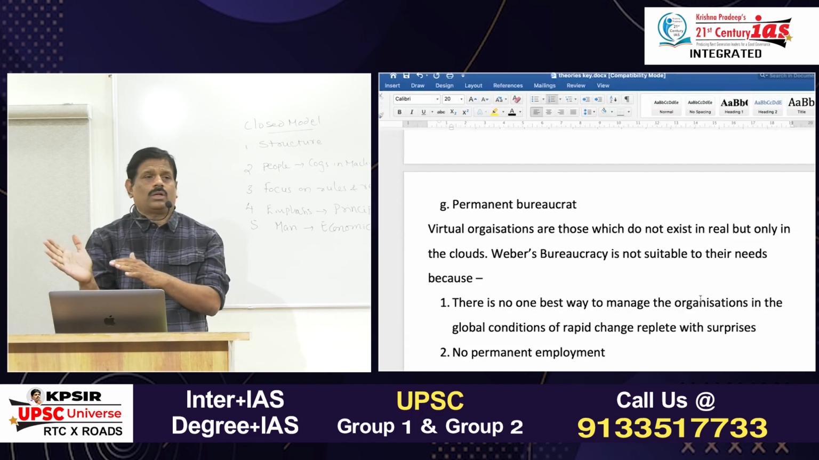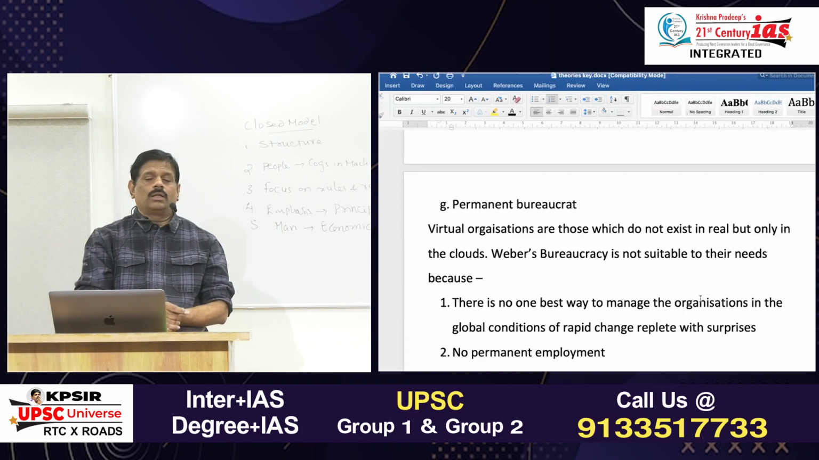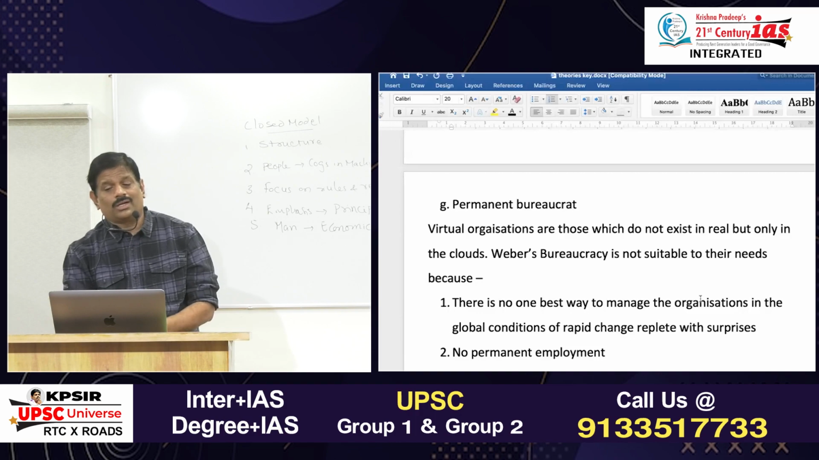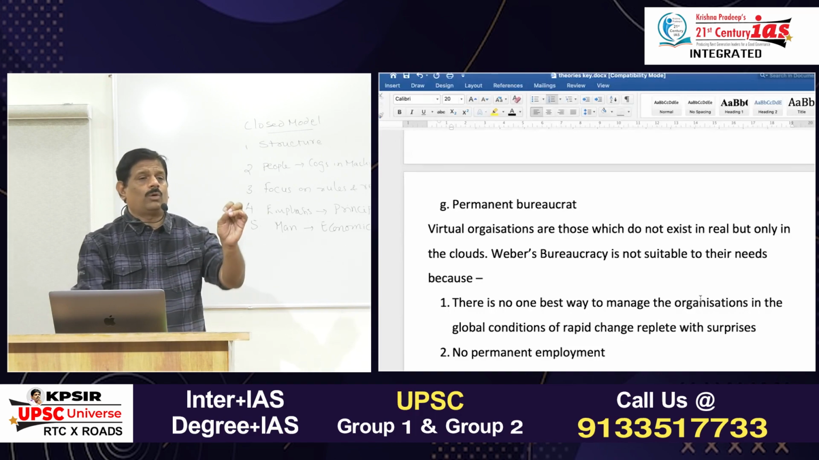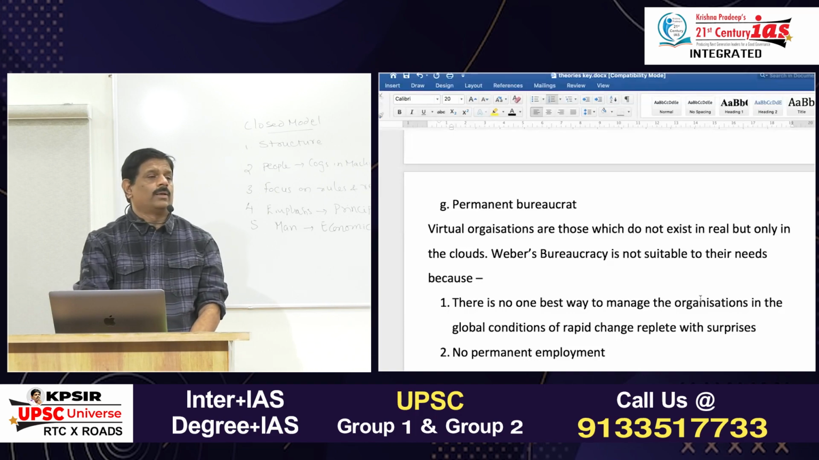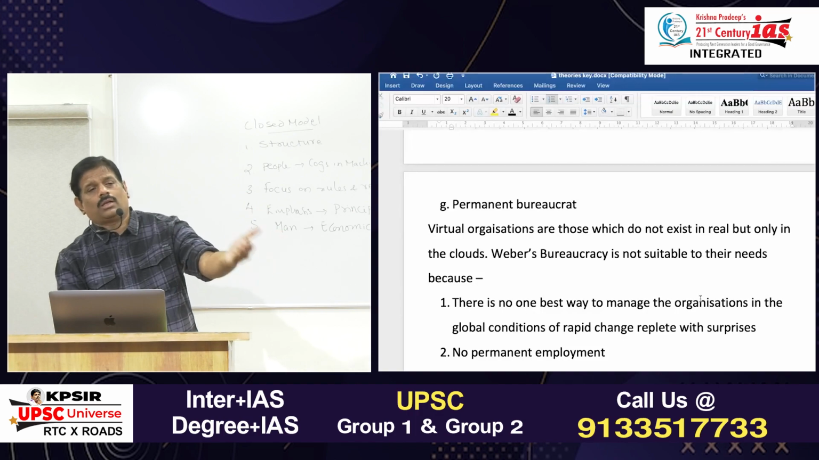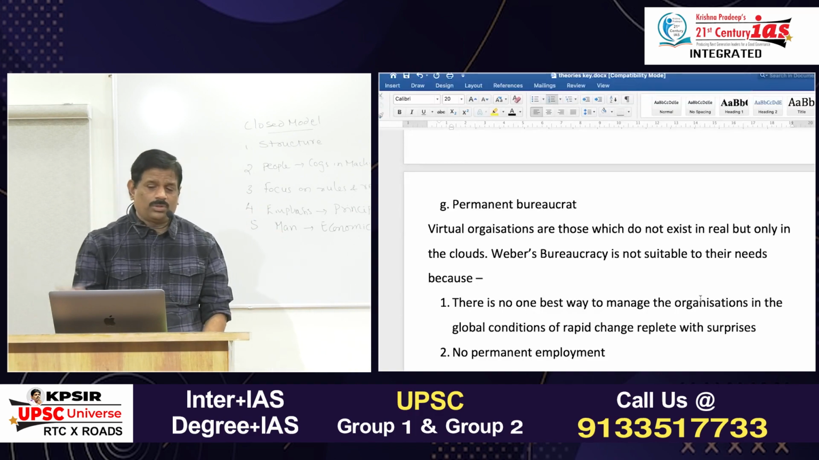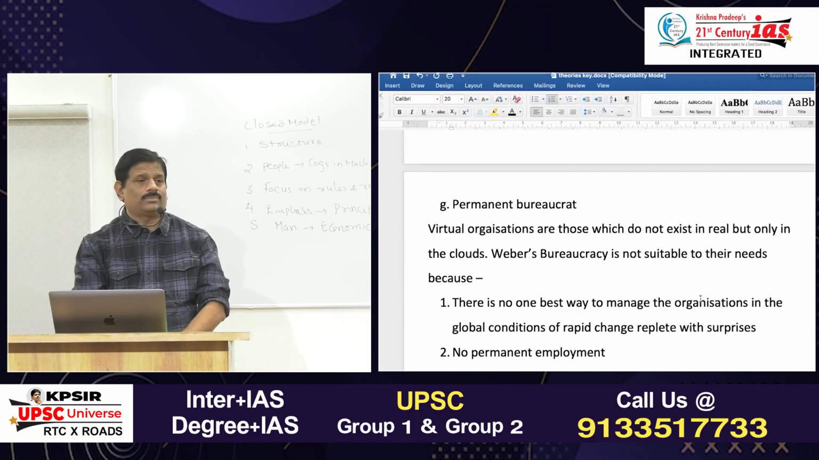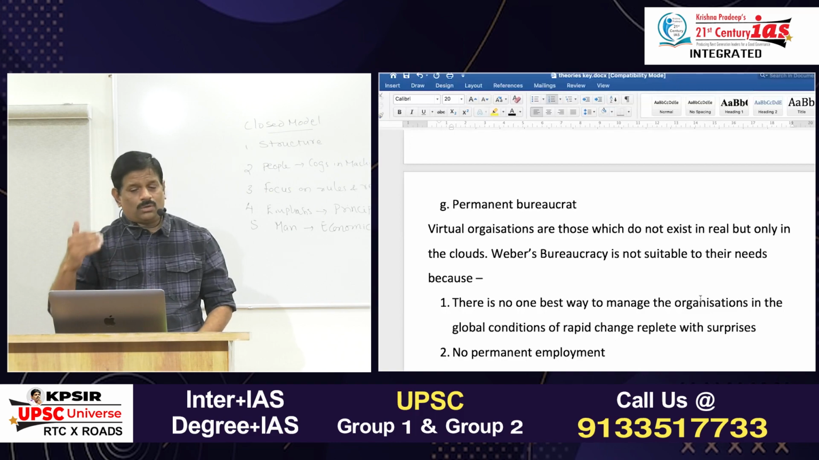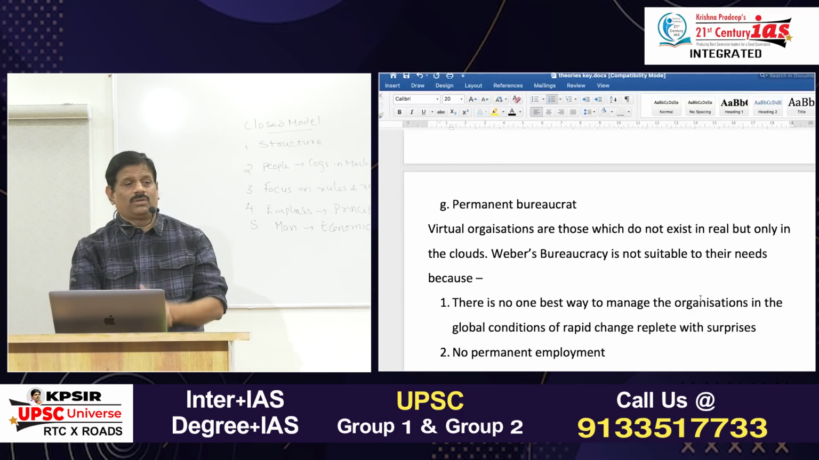So then you have to talk about the virtual organizations. Virtual organizations are those which do not exist in reality, but only in the clouds. They are cloud operated organizations, in the sense of the e-commerce systems. So Weber's bureaucracy is not suitable to their needs. That is where you have to talk about the compatibility between the two.